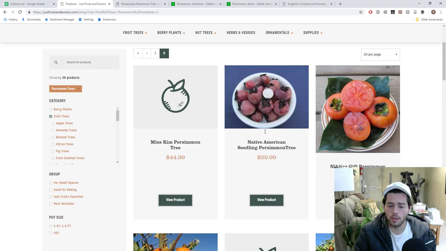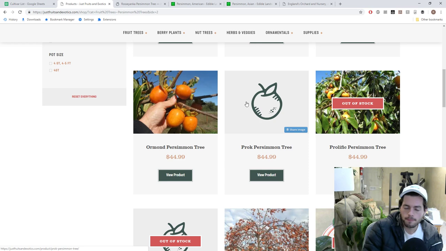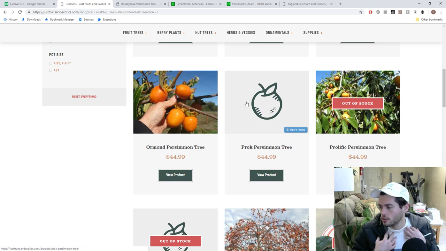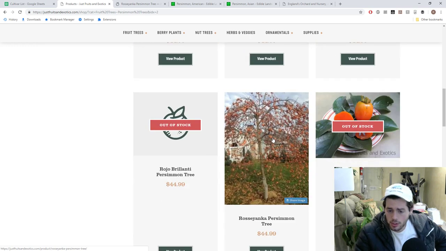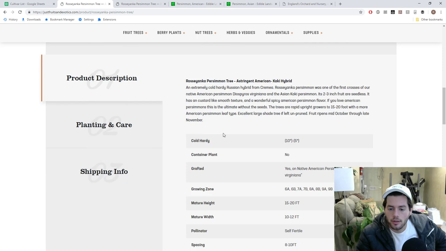They also develop these different characteristics, right? The hybrids may take on the tree size of an American persimmon versus the smaller tree size of an Asian persimmon. It may be a totally different size tree. It looks to me like Rosianca has taken on more of an American persimmon size tree than an Asian one. So let's read about it here for a second. What do they recommend?